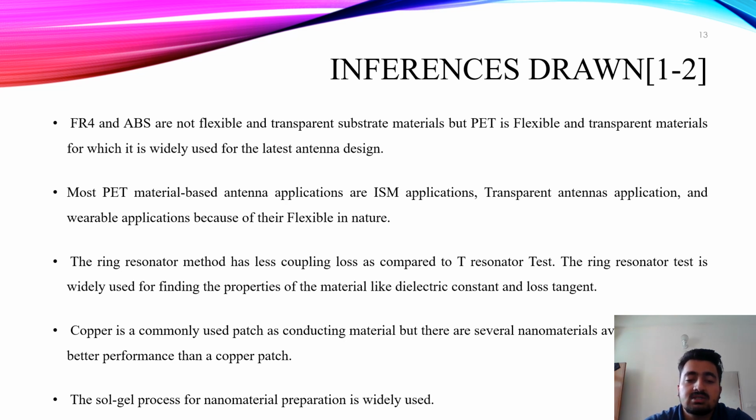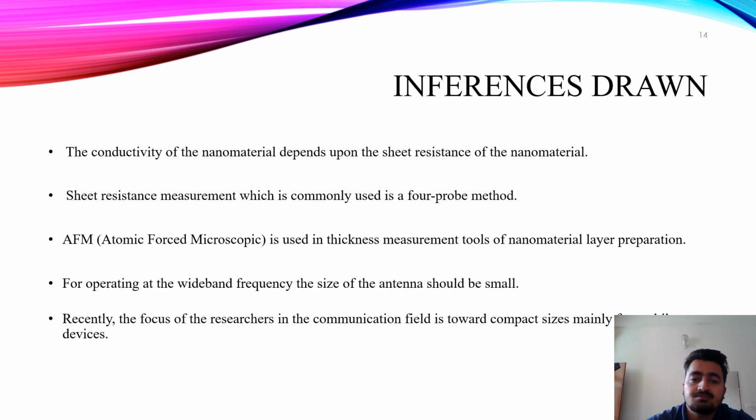The solder process is used for the preparation of the nanomaterial, and the conductivity in nanomaterials depends upon the resistance of the nanomaterials. And the sheet resistance measurement is commonly done with the four probe method. The AFM, the atomic force microscope, is used for the thickness measurement of the nanomaterials. For operating at wide band frequency, the size of the antenna should be small.